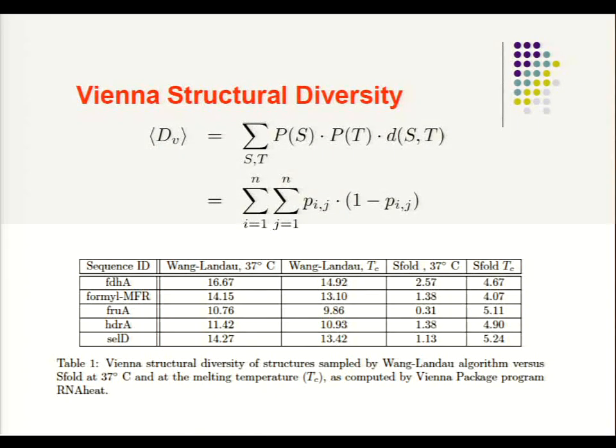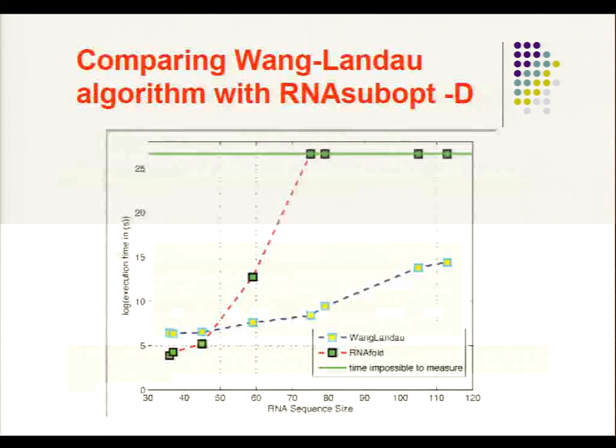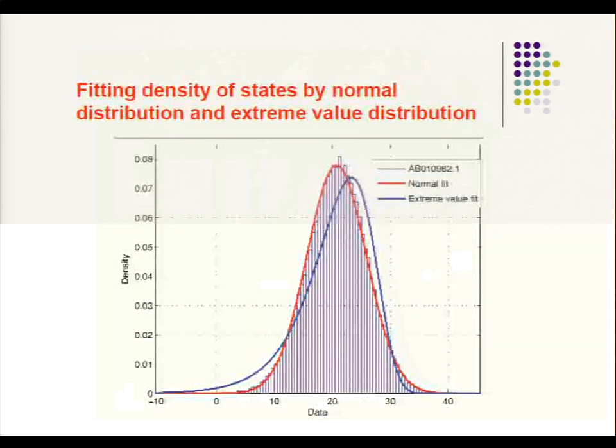Structural diversity, according to the Hamming distance, is much higher for Wang Landau sampling. This is to be expected. Wang Landau is much better than RNA swap in computing the density of states. So that's Wang Landau, currently the best method for density of states.